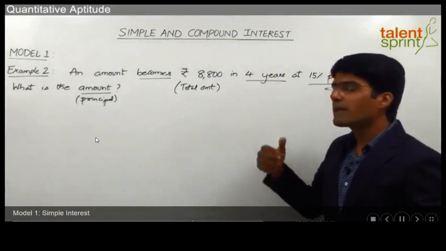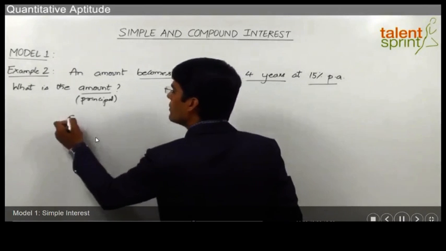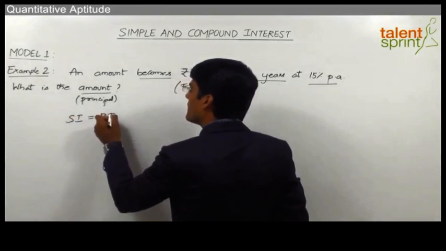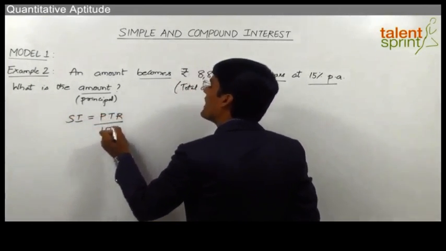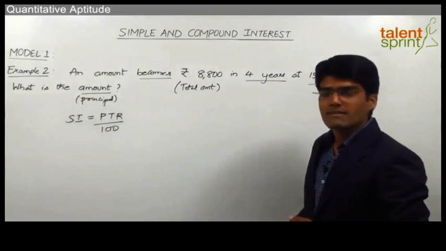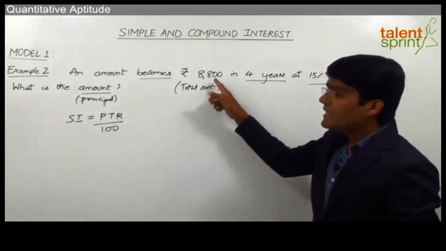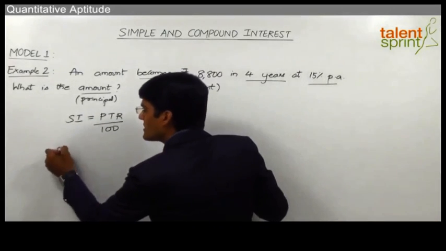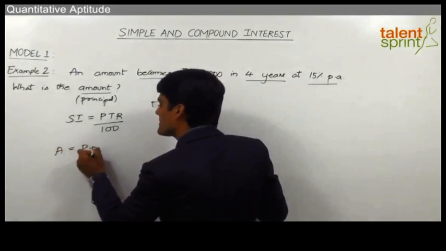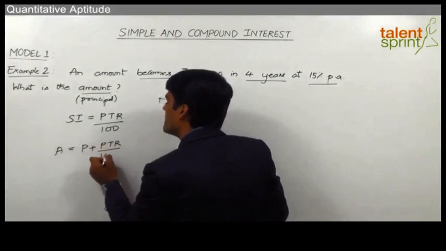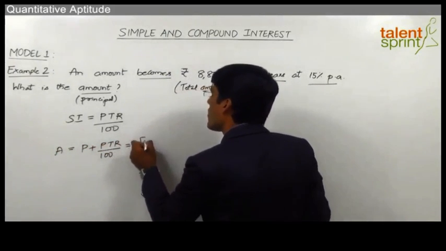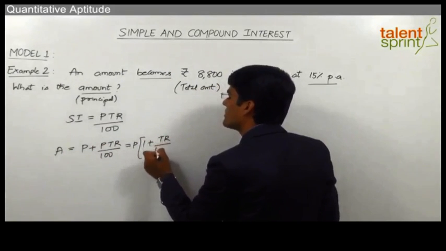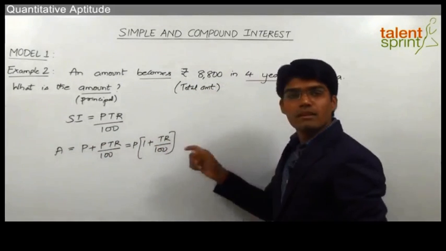So here again we need to go for SI, that is equal to PTR by 100. Now let us substitute the values and find out what can be the answer here. Now 8,800 is nothing but the total amount, and we know that total amount in case of SI is equal to P plus PTR by 100. And if we take P common here, we get 1 plus TR by 100. So let us substitute the values and then find out the required answer.